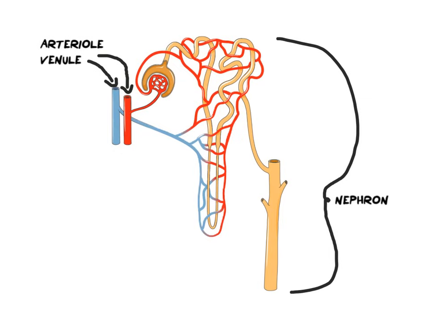Now, it's actually really important to tell the difference between which one is which. So let's just also clarify here the direction of blood flow. Blood is going to be coming in via the afferent arteriole, and it's going to exit via the efferent arteriole. So let's quickly label those.